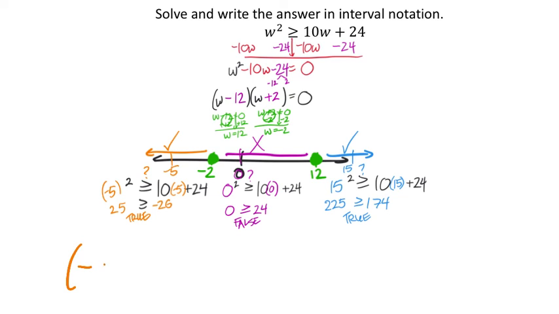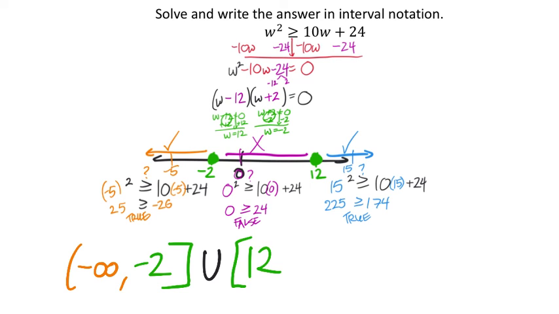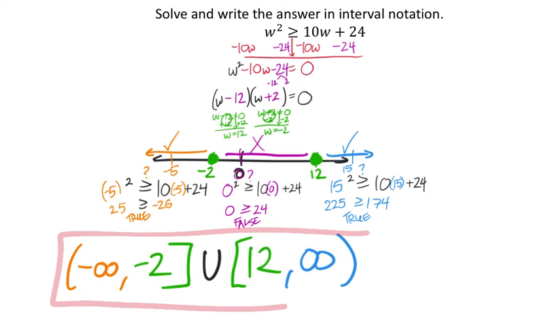Okay, so we know the orange one is good. So I know this goes all the way from negative infinity, and then it will stop at the closed dot, which is at negative 2. Bracket. That's included, so we got a square bracket. And then we're going to unite this because the purple one is false. And then starting at 12, which is also included, so square bracket. And then the blue one goes to infinity, which is never included. And these are our intervals.